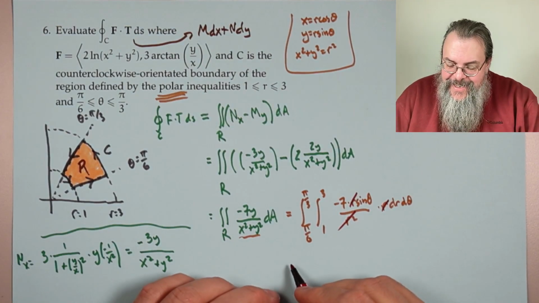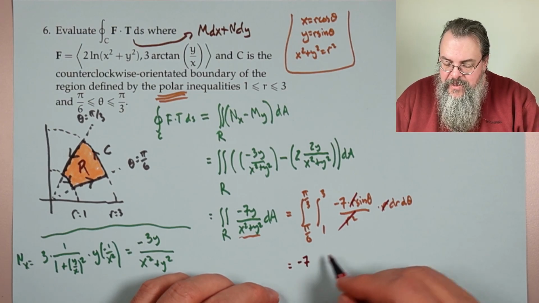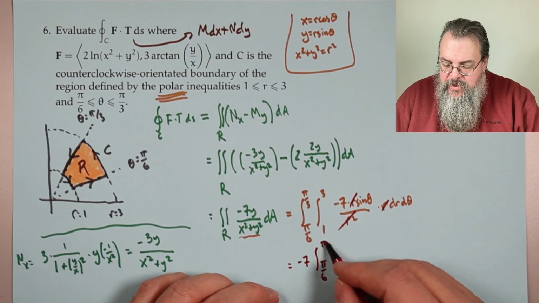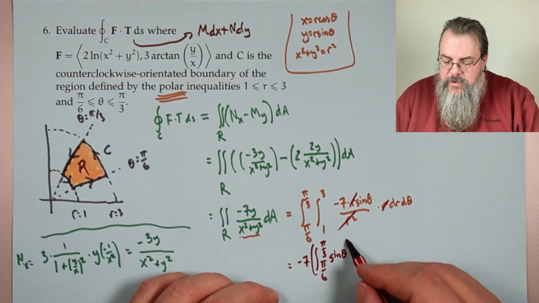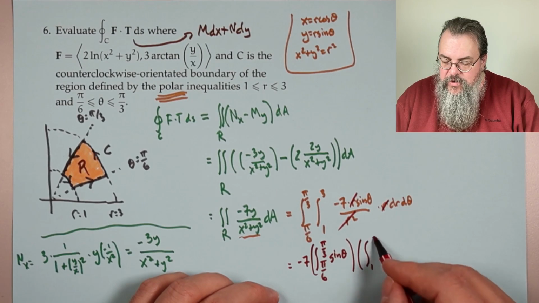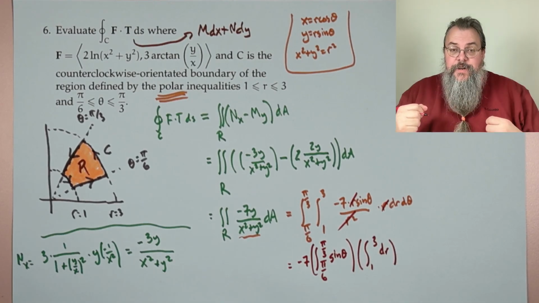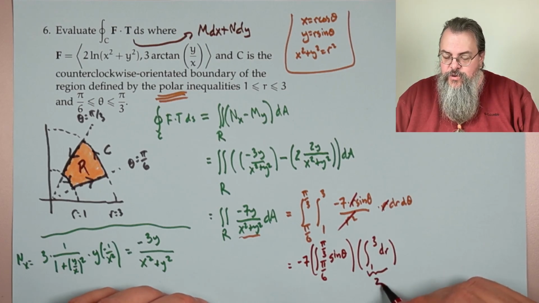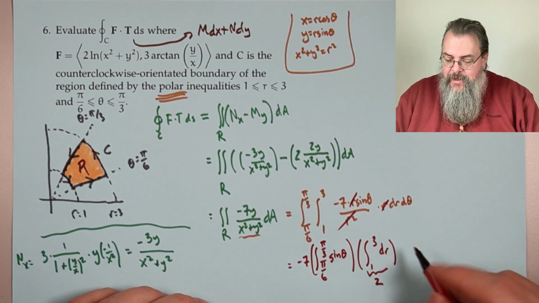Okay, so we can do the following. We can pull out the minus 7 in front, and then we can say, look, this is really the integral from pi over 6 to pi over 3 of sine theta. And then we have the integral from 1 to 3 of dr, just pulling apart the integrals. And the integral from 1 to 3 of dr is 2. So really the hard part is this part. All right, well, let's work that out.